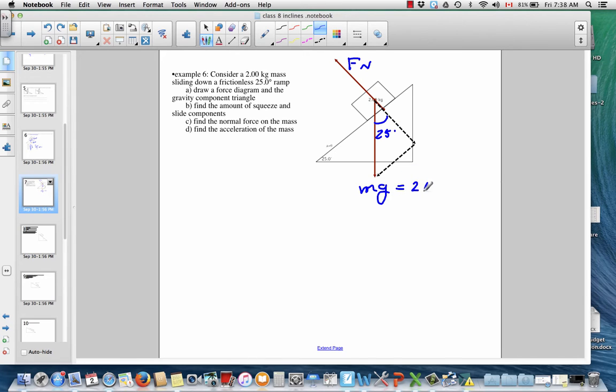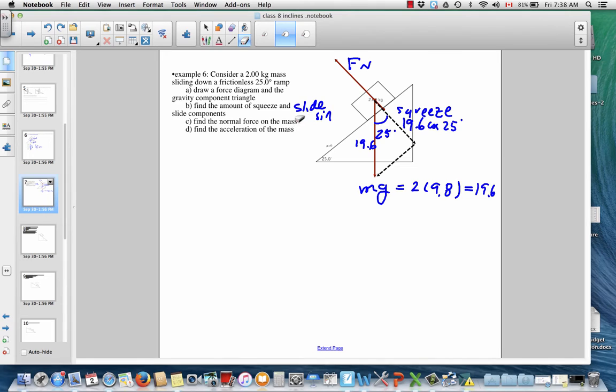Okay, so for a 2 kilogram object, mg is 19.6 newtons of force. So that's the hypotenuse here, 19.6. So the squeeze component right here, the amount of force that's pulling you down on the ramp, that's the adjacent side. So that's 19.6 cos 25 degrees. And this component here that's pulling you down the ramp, that's the slide component. That is 19.6 sine 25. I'm just going to use numbers here to be more concrete. So it's 19.6 sine of 25 degrees.